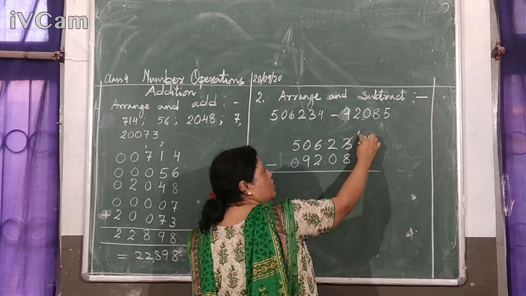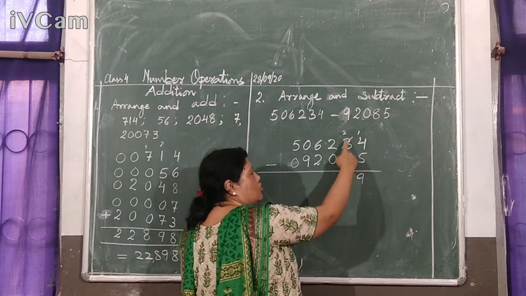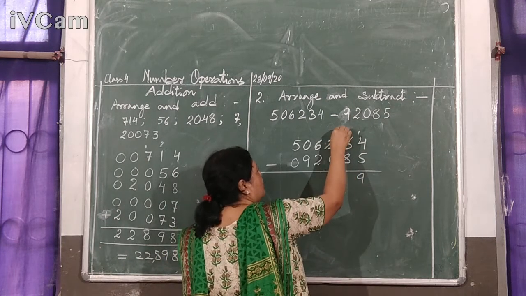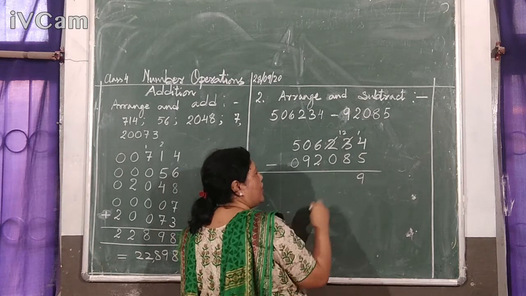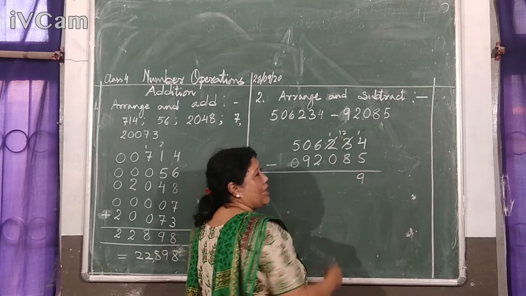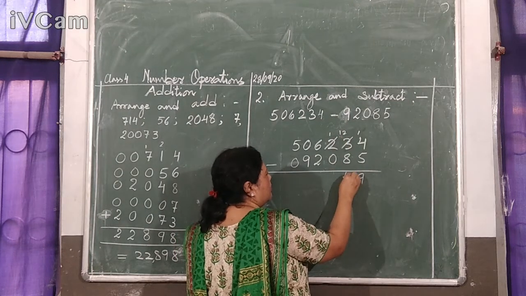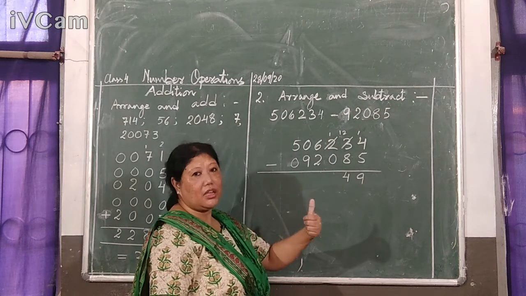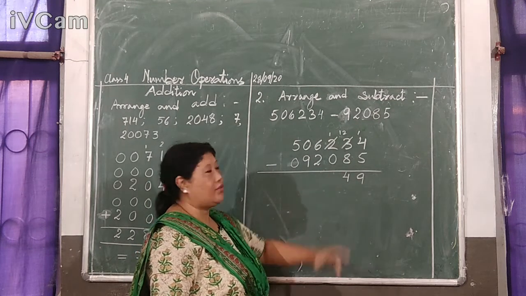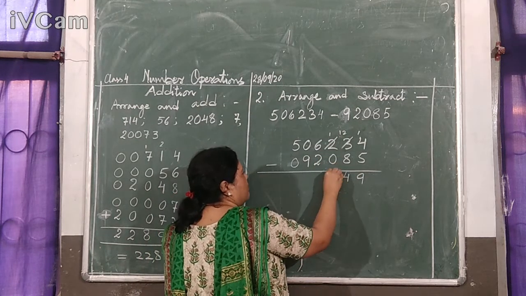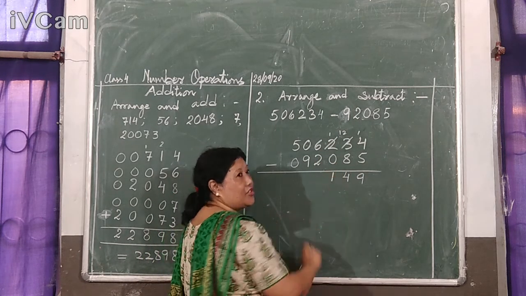Then 1 gone already, 2 left. 2 cannot subtract 8. So again 1 you will bring here, it will become 12. This 2 will be 1. 12 minus 8 will be 4. From 8 you start counting 9, 10, 11, 12. So 4 here. So 1 minus 0 will be 1, not 0.